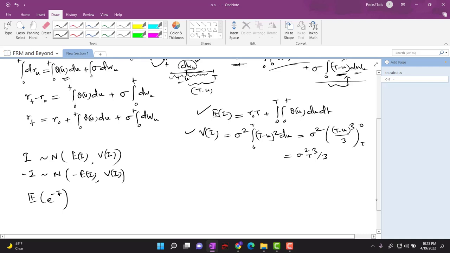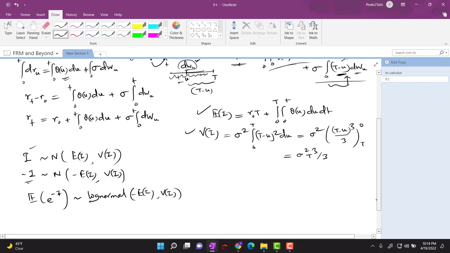Now we know that if minus I is normal, then e to the power that will be log normal. Another way of saying this is that if something is log normal, then log of that is normal. So here we are stating it in the reverse way: if something is normal, e to the power that is log normal with the same parameters. Parameters do not change.